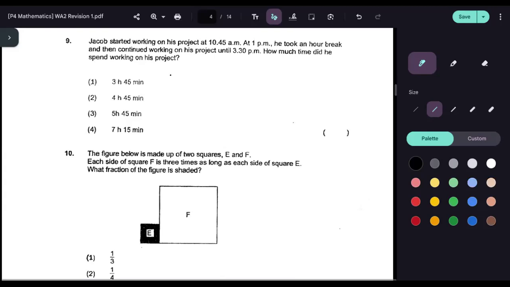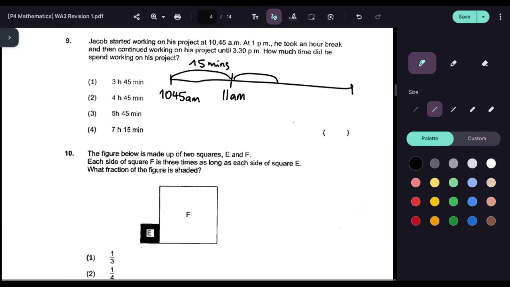Okay, for this one, timeline, we have 10:45 a.m., right? We know that at 1 p.m. he took a lunch break. So first, we can jump, skip 15 minutes. It will be 11 a.m. Another 2 hours will be 1 p.m. Then he took a 1 hour lunch break. This one doesn't count. He took a 1 hour lunch break, which will not count inside.